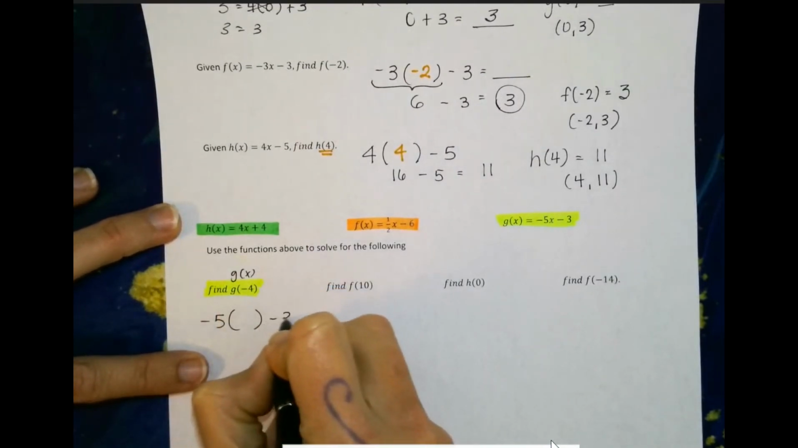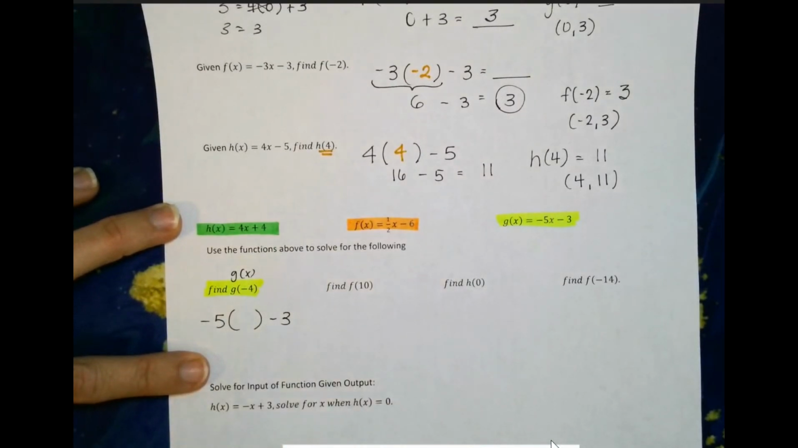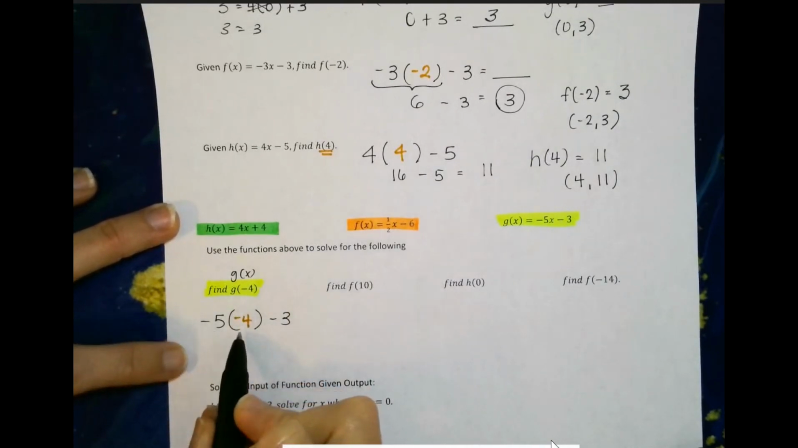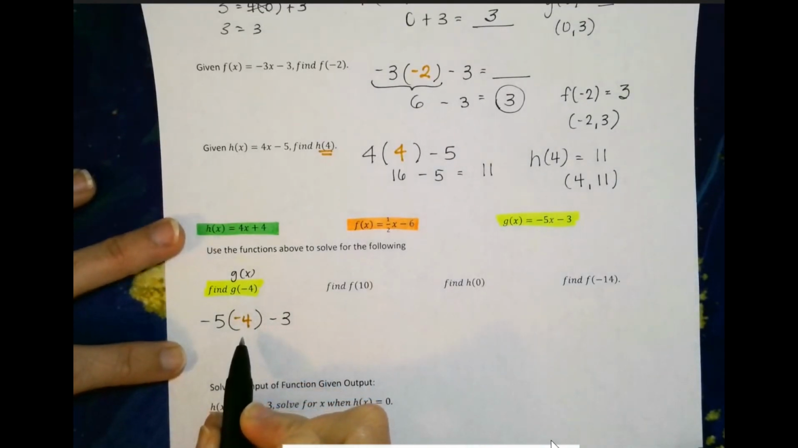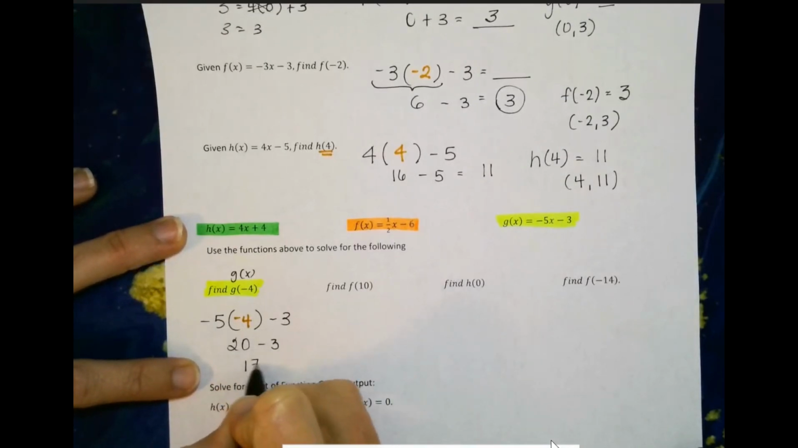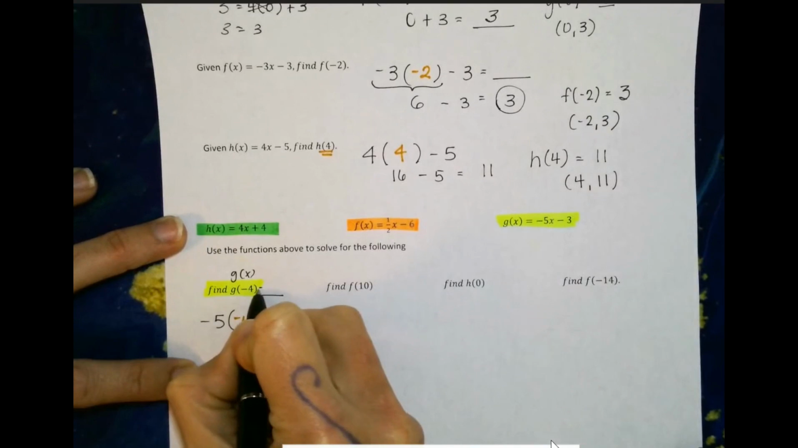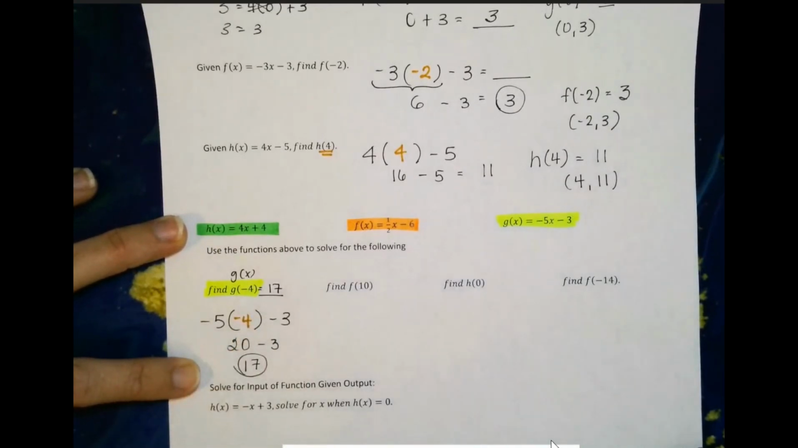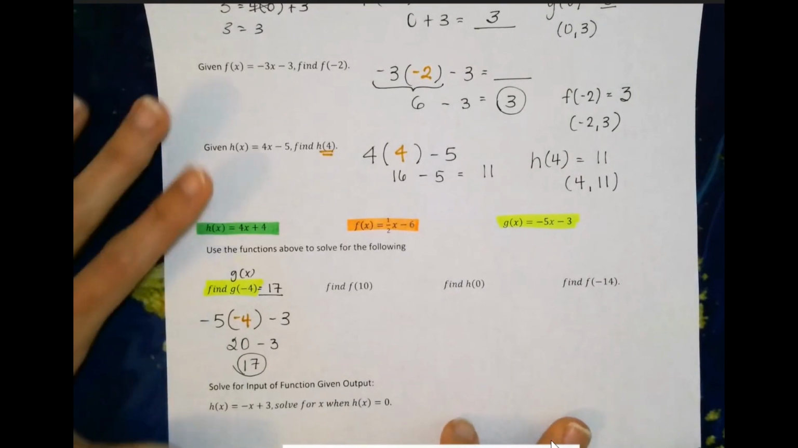So we're going to do the same thing in our function. And then we're just going to solve the expression. Negative 5 times negative 4 is going to give me what? Yes, positive, right? We're going to subtract 3, give us 17. So when x is negative 4 in Gertrude or yellow function, y will be 17.